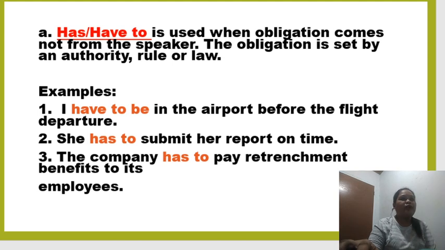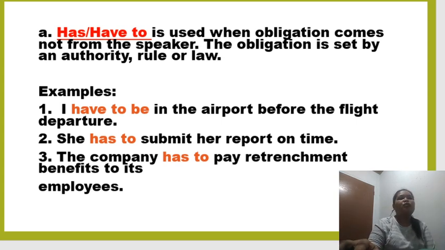Examples. Number one, I have to be at the airport before the flight departure. So in this example, it is the airport policy that you should be at the airport before the flight departure. So you have to obey the rule of the airport. You have to be on time, or you should be at the airport before the flight departure.